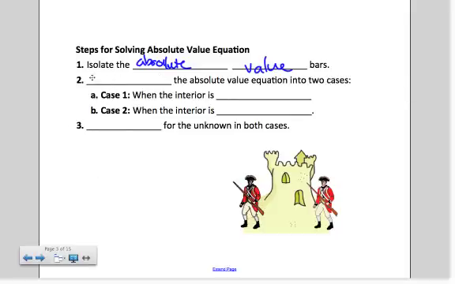Second step, separate the absolute value equation into two cases. Case 1, when the interior is negative, and case 2, when the interior is positive. And then solve for the unknown in both cases.